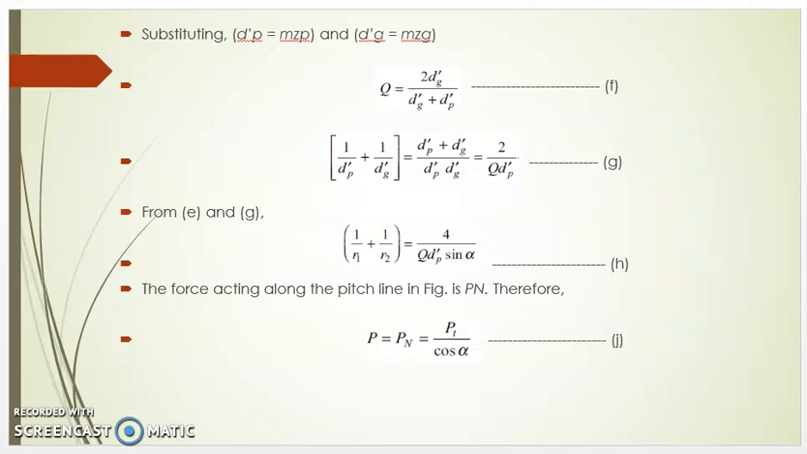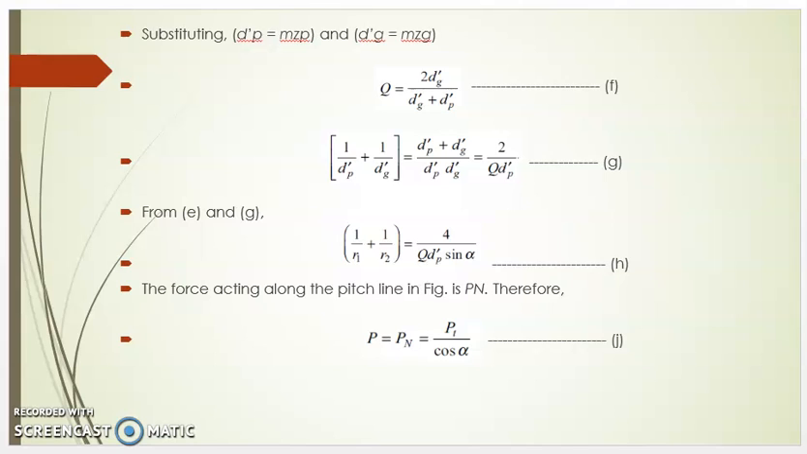Therefore, 1 upon dp dash plus 1 upon dg dash is equal to dp dash plus dg dash divided by dp dash into dg dash, which is equal to 2 divided by Q into dp dash, equation G. From equation E and G, we are getting 1 upon R1 plus 1 upon R2 is equal to 4 divided by Q dp dash sin alpha, equation H.